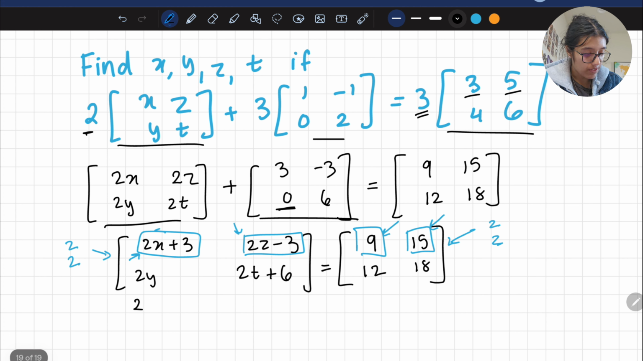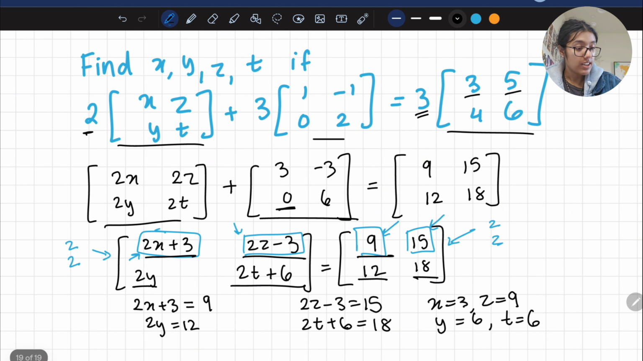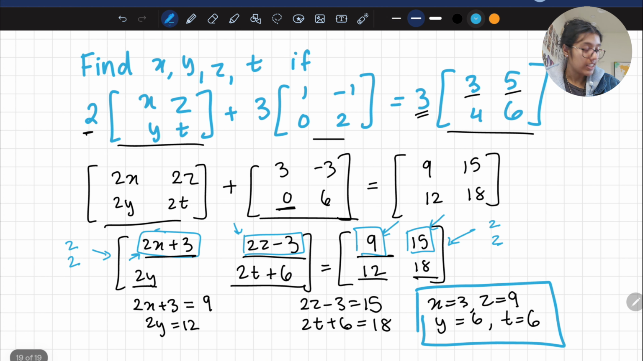So let's actually do that. We have 2x plus 3 equals 9. We have 2z minus 3 equals 15. We have 2y is equal to 12. And then we have 2t plus 6 is equal to 18. And solving these equations, we get these values of x, y, z, and t.